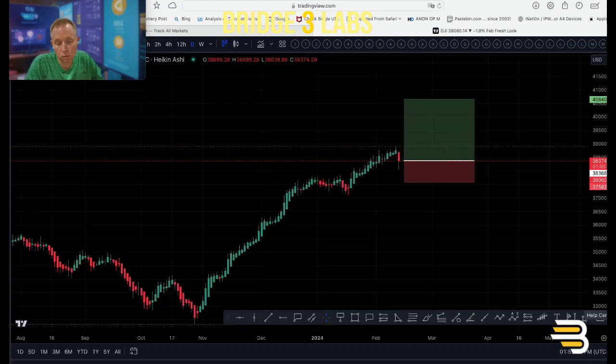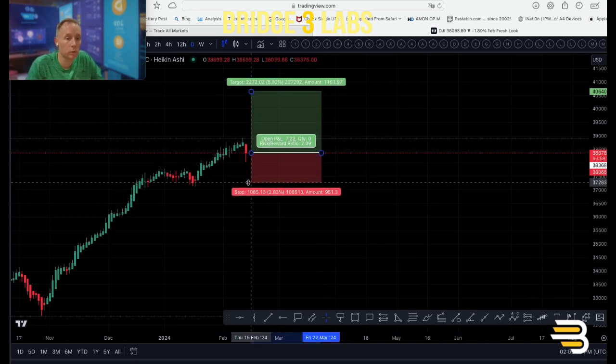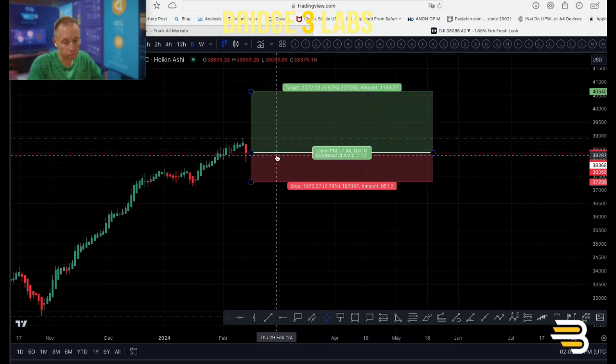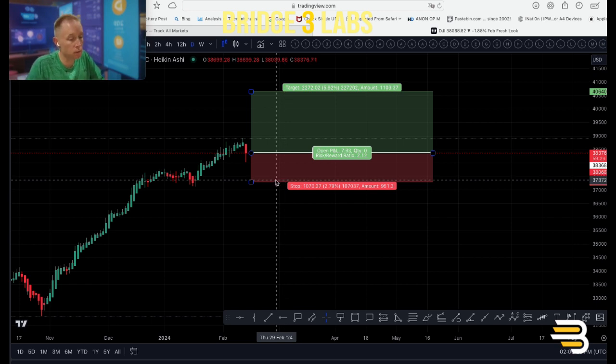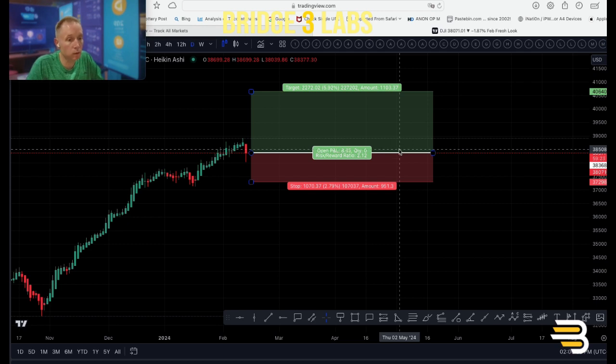Let me make this chart better. So let's see, what would a 2-to-1 risk reward setup look like for us? So this would be generally about a 2-to-1 risk reward setup here. Although obviously the reward is double the risk, this still is not what beginners should be looking for. We would want to be looking for a trade setup that was 3-to-1.